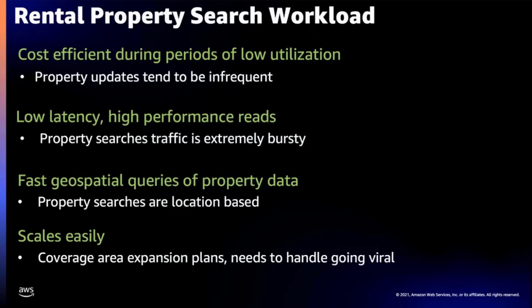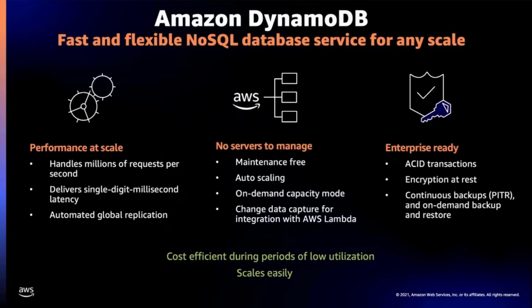They want to be able to do fast geospatial searches of that property data. They want their customers to be able to find properties around them within a given area. It's, of course, very important where the locations are, and so that's got to be easy and performant. And then finally, they need this to scale very easily. So they have some aggressive expansion plans for their coverage areas. And in the event that they get lucky and their system goes viral, they want to make sure that it's very easy for the system to scale up to handle the additional traffic.